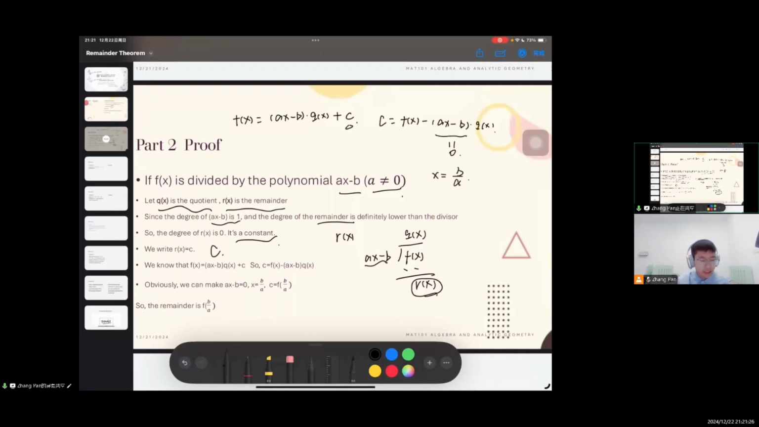Because in some cases, we don't know what q(x) is, we can make ax minus b equal to 0. We know 0 times everything equals 0, right? So we can make x equal to b over a, and we can find that c equals f(b over a). And this is the proof process of this theorem.